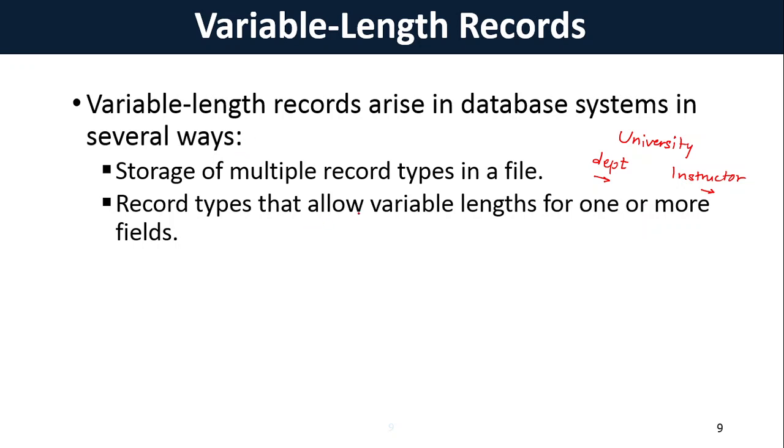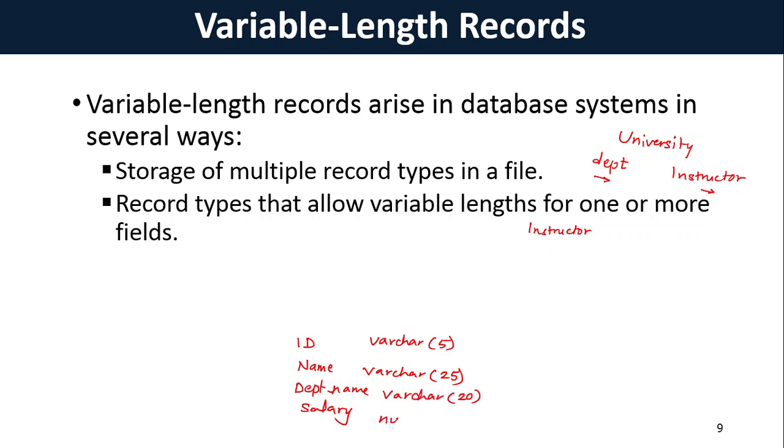Secondly, record types that allow variable lengths for one or more fields may result in variable length records. For example, if I am having an instructor table and the instructor record is described with 4 attributes: ID, name of the instructor, department name of the instructor, and salary of the instructor. Let us assume that ID is of type varchar, say 5. Name is also of type varchar, say 25. Department name is also of type varchar, say 20, and salary is numeric, say 8, 2. So this is my instructor record.